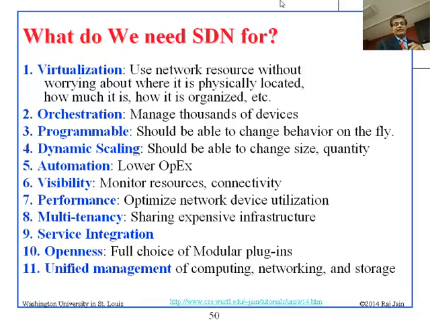Programmability, obviously. Dynamic scaling means that we can change it anytime. Automate much of it so that we have lower OpEx. Visibility, we can monitor the resources. Performance, we can optimize the device utilization. If some part of the network is not being used, we can shut it down and bring the traffic over here.